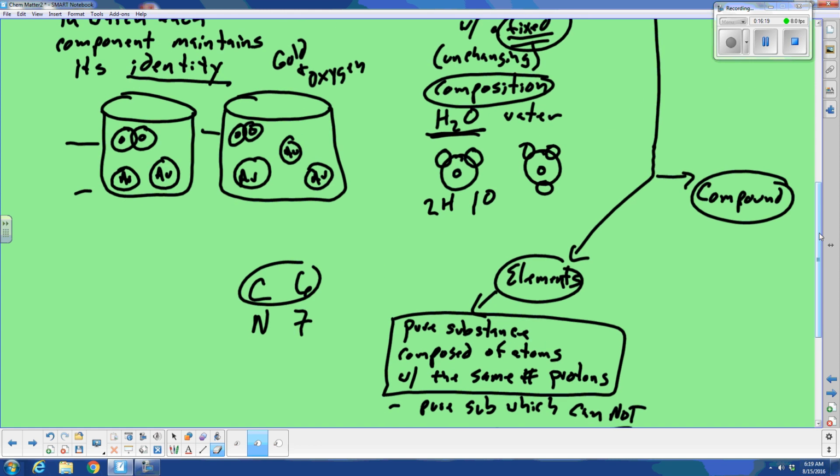Now, in contrast to that, we have our compound. And one way to think of a compound, it is a pure substance in which atoms with different numbers of protons are bonded together.